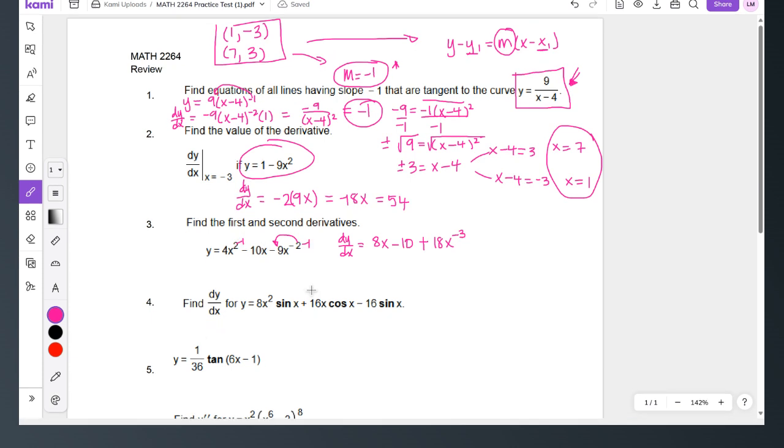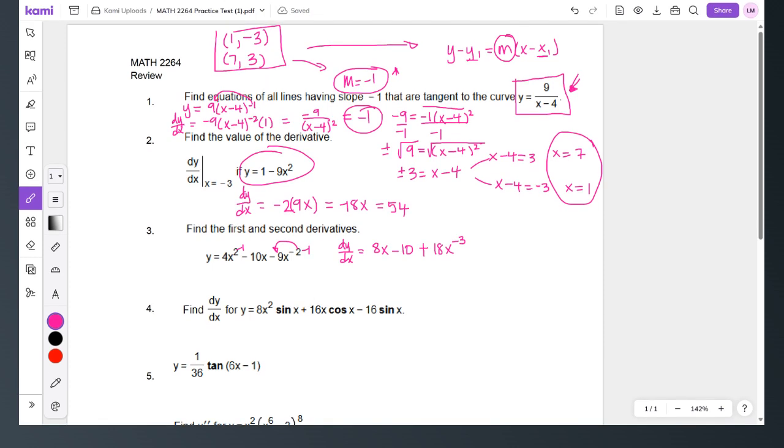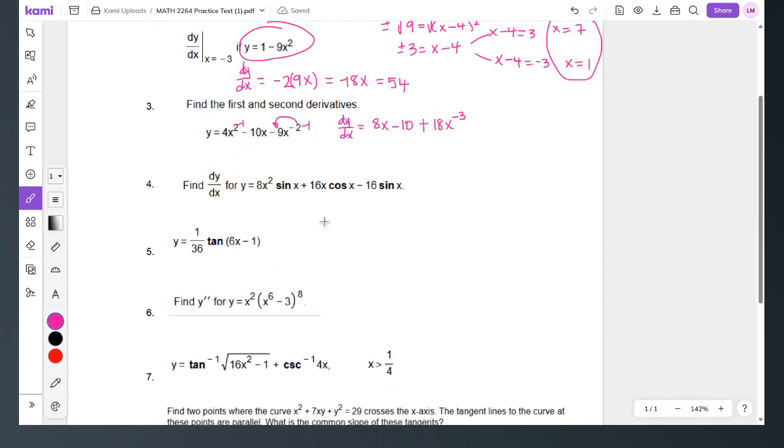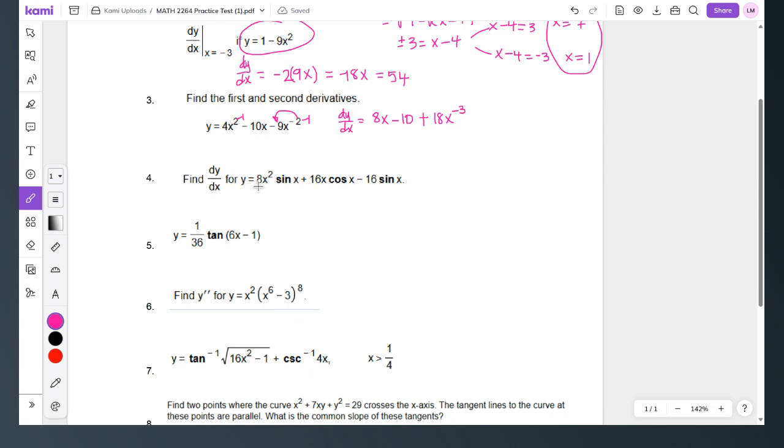All right, number 4, I see product rule twice. So I have product rule here, product rule here. I don't have to do product rule here because the 16 does not have a variable with it. All right, so that's a good thing to scan before you start.